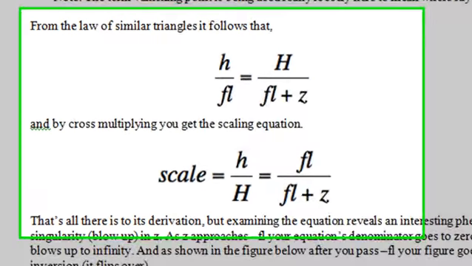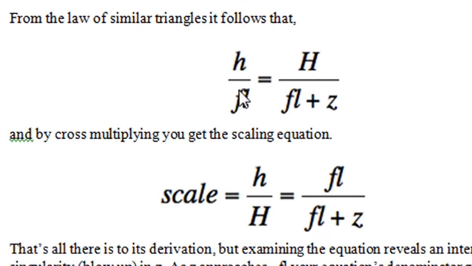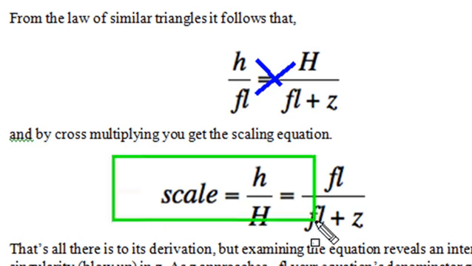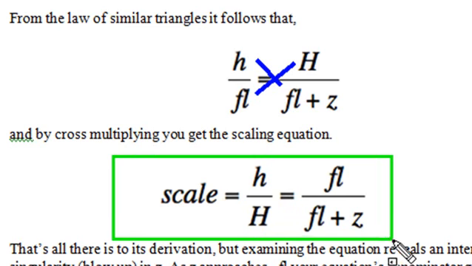Referring back to our diagram, the ratio of small h to FL is equal to the ratio of large H divided by FL plus Z. Wow, that was really simple. All you have to do now is cross multiply. If you cross multiply these two terms, this by that and this by that, you get little h over large H is equal to focal length divided by the focal length plus Z. And that is the scaling equation that you're going to use to create a Z perspective in Flash.